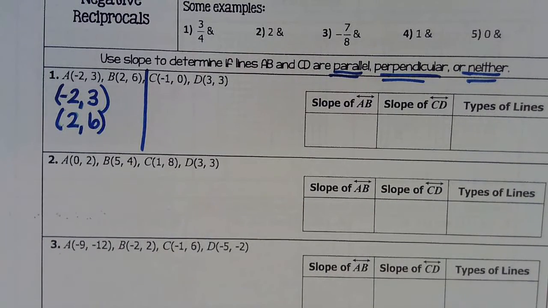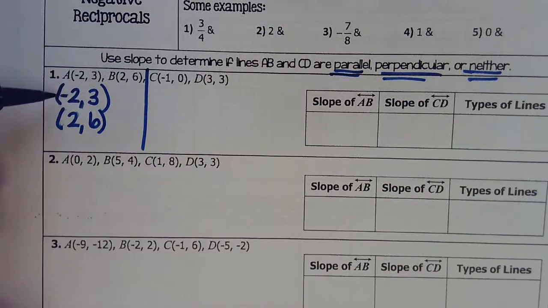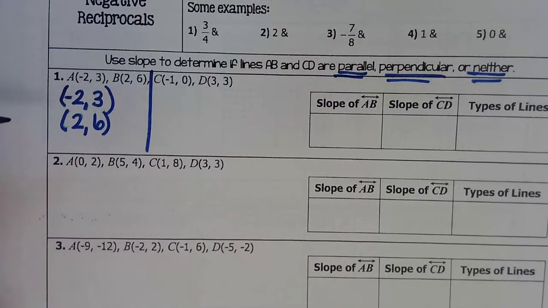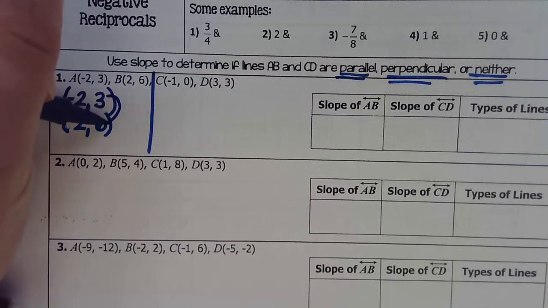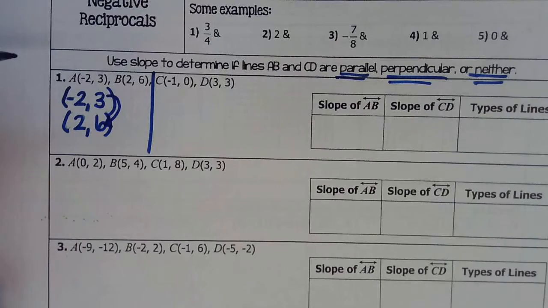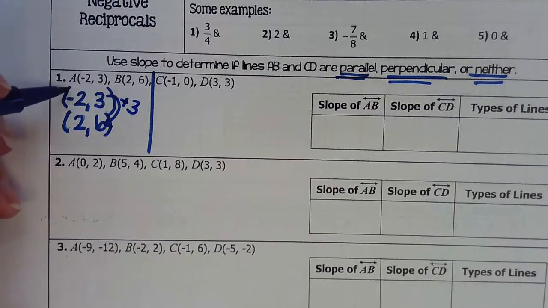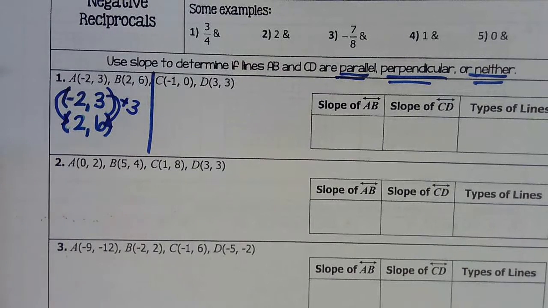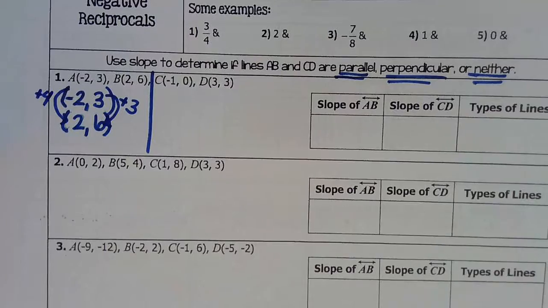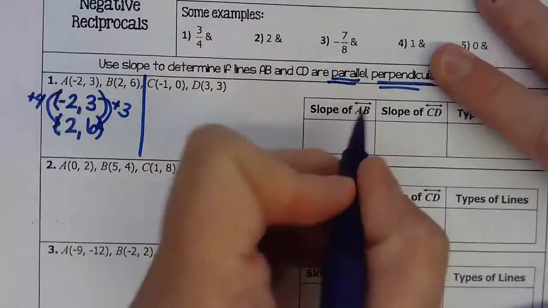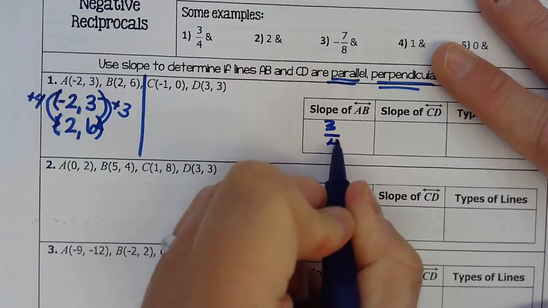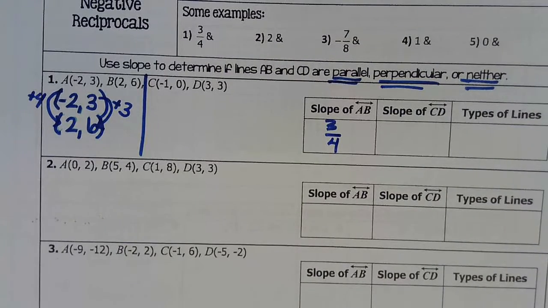Once I've stacked my points, then I figure out what's the difference with the Y's, what's the difference with the X's, and then for slope, you just put one over the other. So how do you go from 3 to 6? Plus 3. So you go up plus 3. How do you go from -2 to 2? Plus 4. When you write your slopes, you do right over left. So you do 3 over 4. That's the slope of AB, 3 over 4.